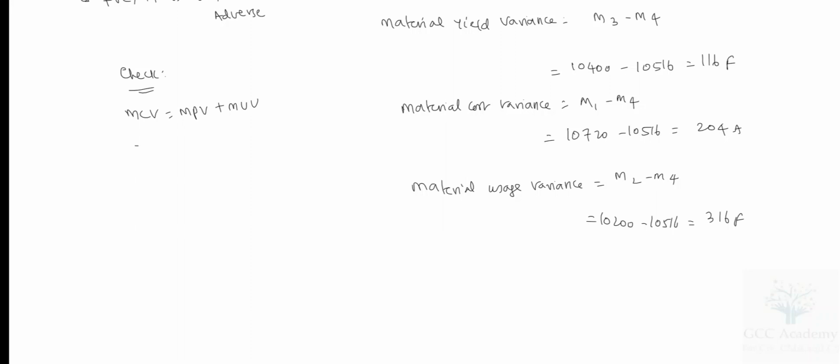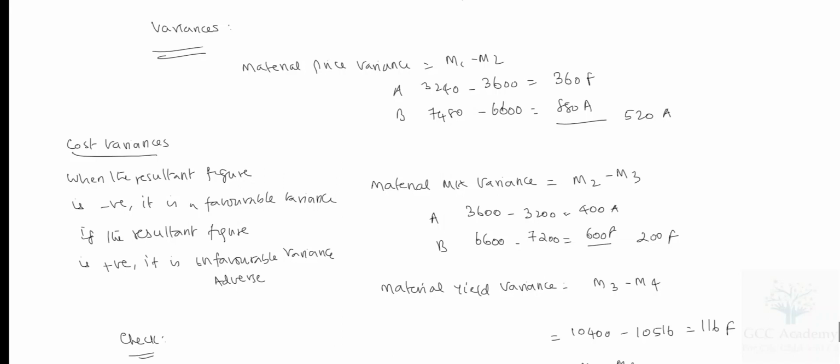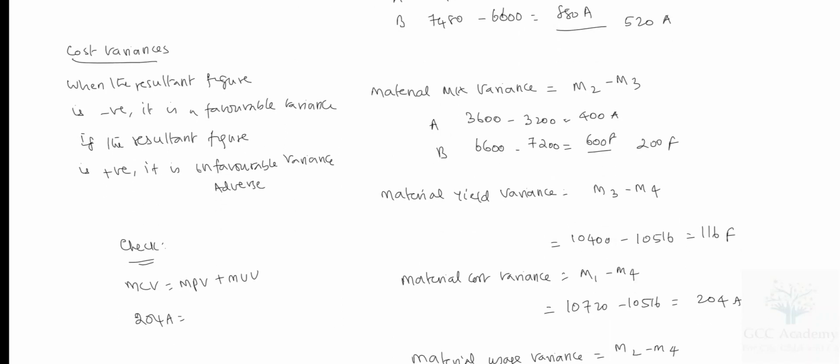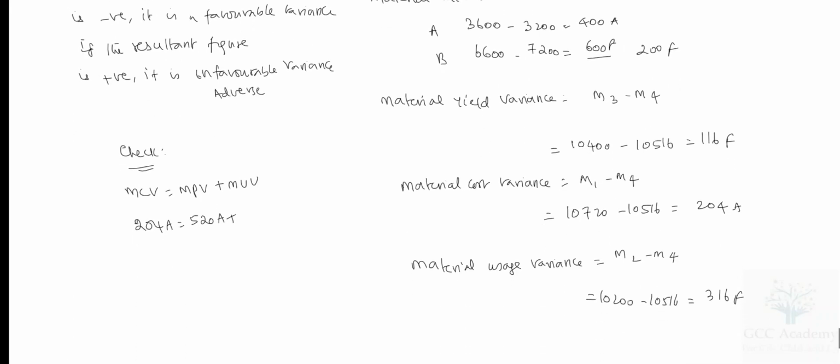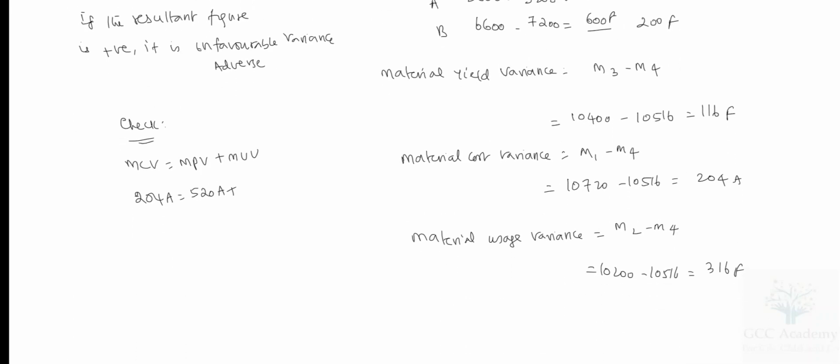Let us calculate that. We just now got material cost variance as 204 adverse, which is equal to price variance 520 adverse and usage variance we got 316 favorable. Yes, that's confirming it itself. So 520 adverse plus 316 favorable is 204 adverse. So this check is completed.